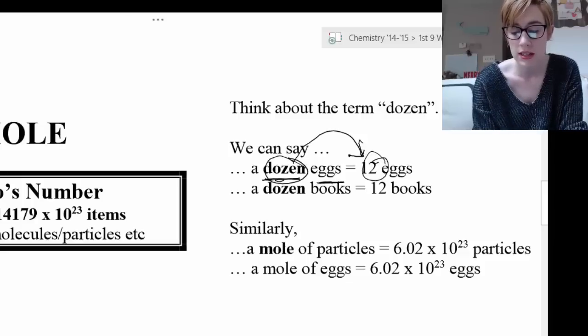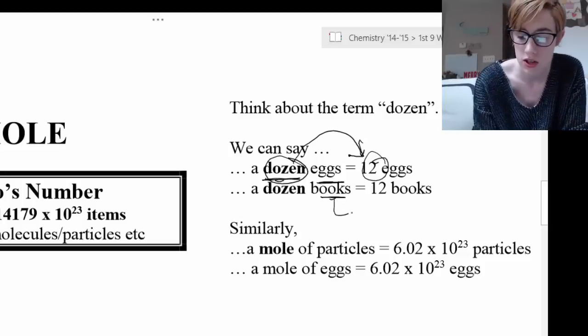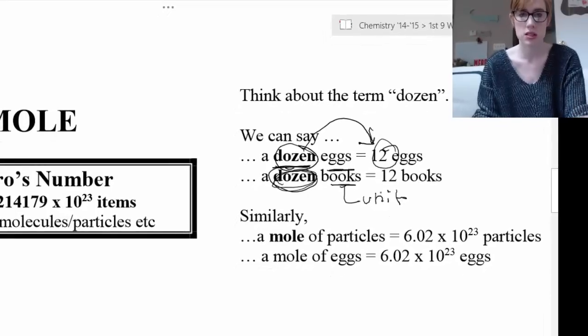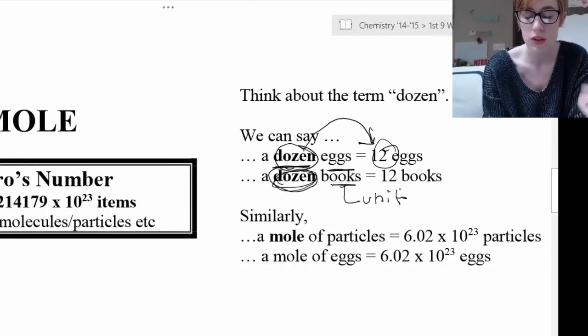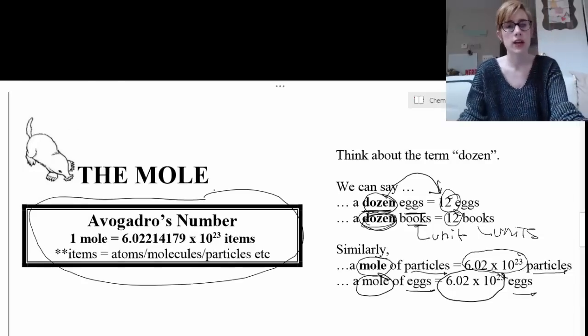Our unit comes after the term dozen, okay? So this is our unit. Here we have a dozen books. Dozen is not the unit, books is the unit. So the dozen stands for the number 12, and again, here's our unit, books. This is very important. We call it Avogadro's number. Avogadro is the one who invented, so to speak, this number.